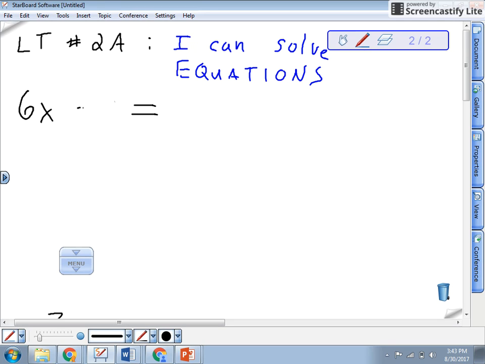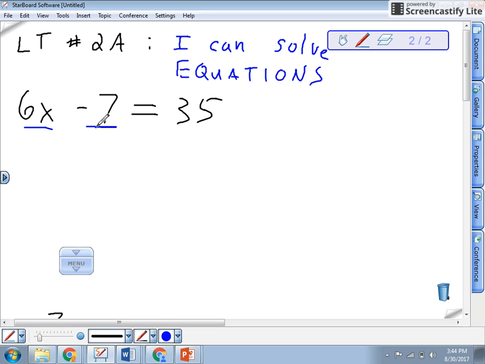6x minus 7 equals 35. So there's our equation. Some people say it's a balanced scale. Remember, what you do to one side, you have to do to the other. So in this case, we look at our terms. We have a variable term, and we have a constant term here. Any term without a variable, we have to get to the other side. We want to isolate our variable term so we can get that variable by itself.